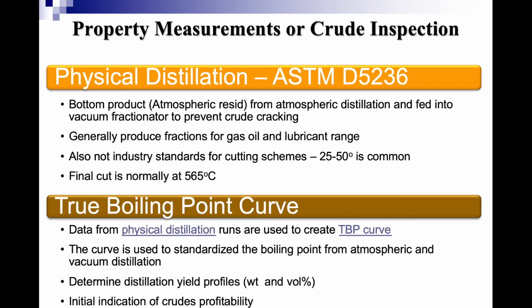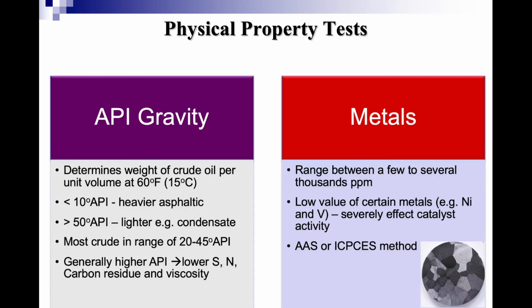So there's a difference. And the true boiling point curve data is the data from the physical distillation runs, used to create the TBP curve. The curve is used to standardize the boiling point from atmospheric and vacuum distillation. It also determines distillation yield profiles in weight and volume percentage, and gives an initial indication of the crude's profitability.